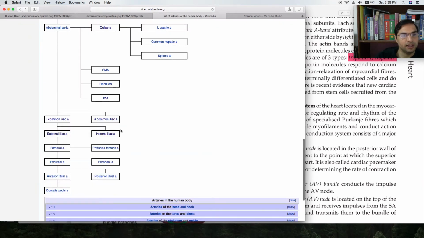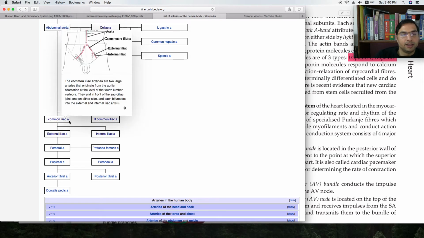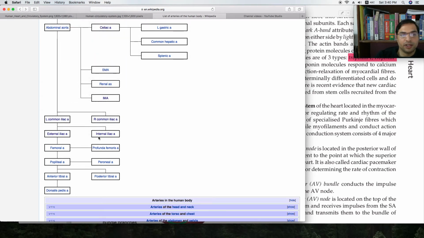Now these external and internal iliac arteries are giving their branches to the pelvis region, right. The pelvis can again be divided into right and left. So the left common iliac artery will give its branches to the left side of the pelvis, and the right common iliac artery to the right side of the pelvis, including the genital arteries, the urinary arteries, and all those things. After dividing into external and internal, it gives its branches.